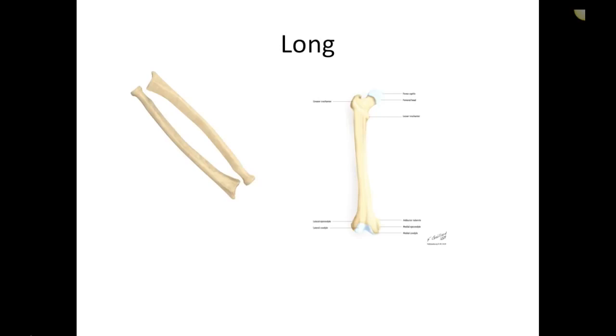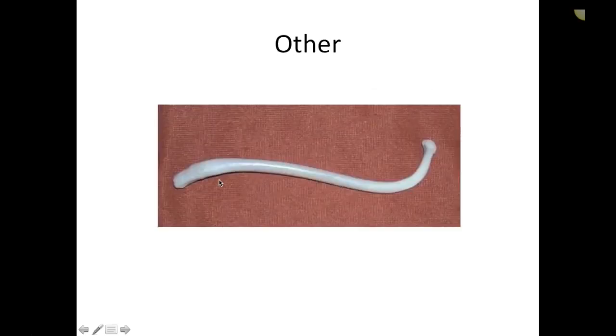These are long bones. We've got an example of a femur right there. Here's our femur, and here are 2 radius bones. And then we have this happy little category called other. Within that is this interesting bone, which is called an os penis. I'll talk about those bones in a little bit.